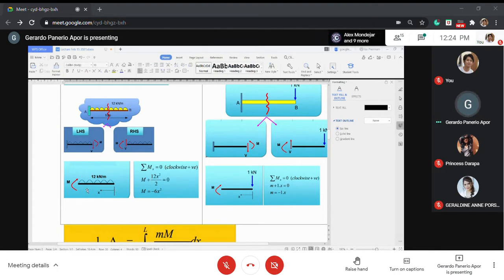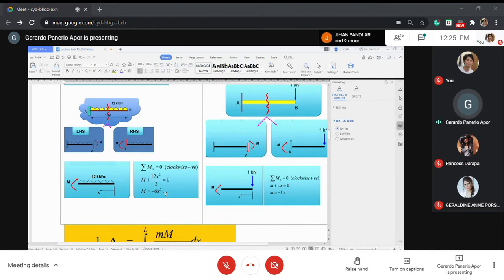Okay, but it's not always like this. There are cases where you cannot use the whole length. In my next example, I will show that. So this is the equation, no? And this equation is good from 0 to 10, or for the whole length of your beam.